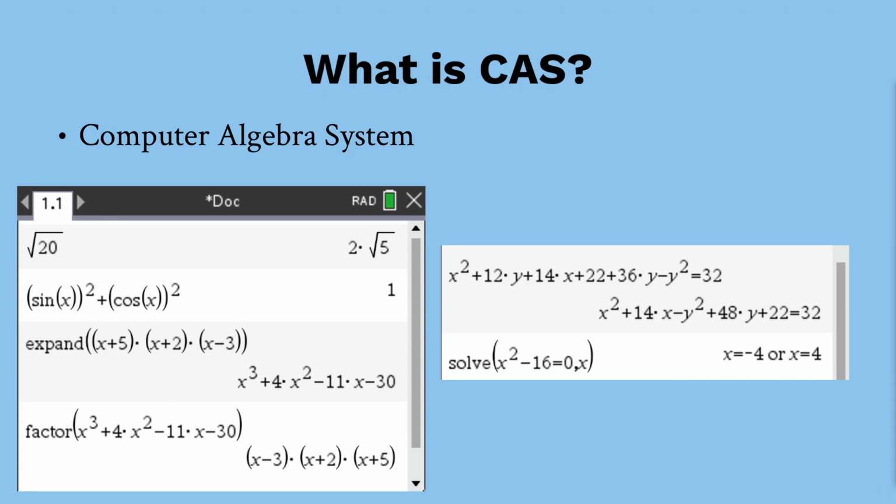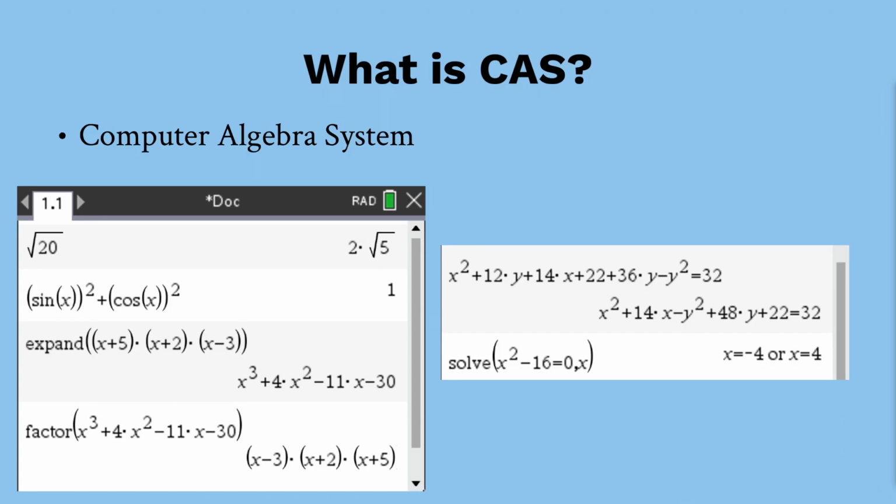So over here we have square root of 20. In a typical calculator, if you plug this in, you would just get the decimal value. However, in this case, we see that the calculators have actually simplified it into a radical, and so we see it's 2 times square root of 5. And that can be really helpful for simplifying equations.